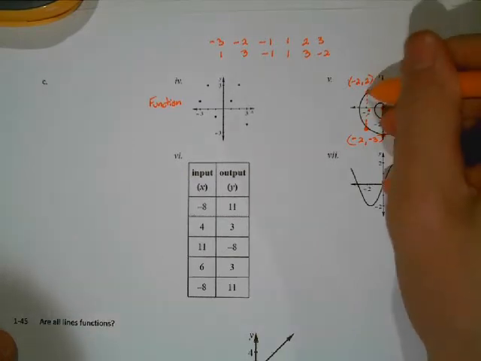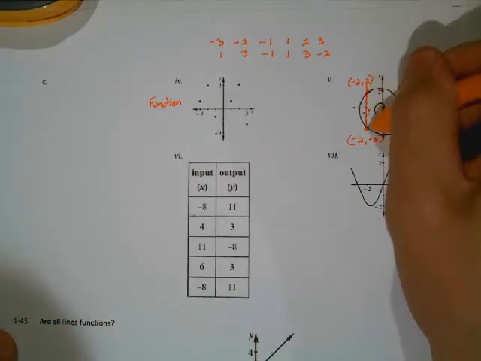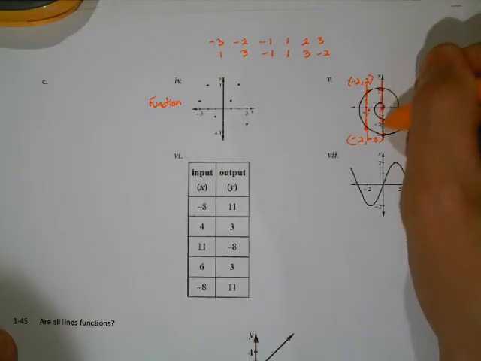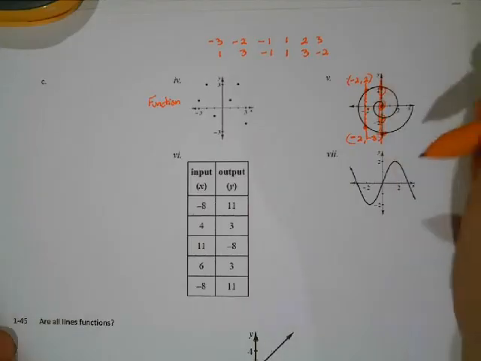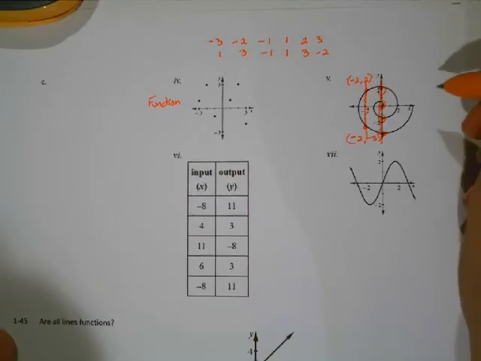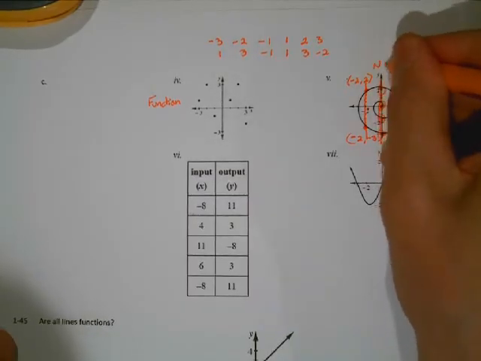So really what you can do is make vertical lines. And if you have a vertical line and it passes through the function more than once, it means you're getting more than one answer for an x value. So we're going to say this is not a function.